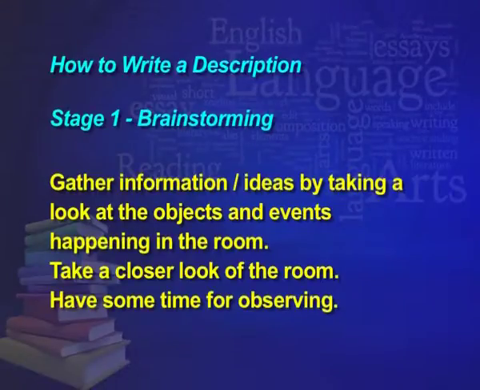So, what we do when we write, we have to brainstorm ourselves. First of all, let us gather information or ideas by taking a look at the objects and the events happening in the room. So, take a closer look at the room, have some time for observing, then having observed the objects and the events that are happening, let us jot them down in words and short sentences.